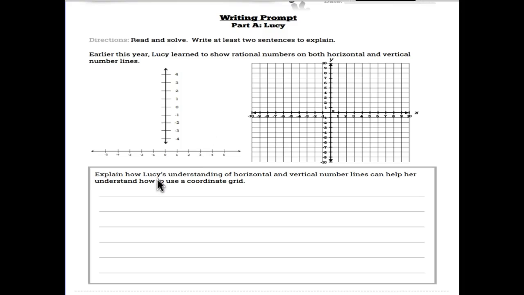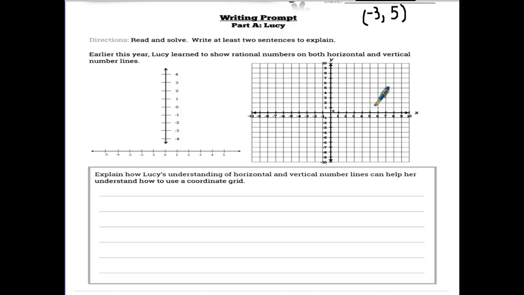And what you're going to do is explain how Lucy's understanding of a horizontal number line and a vertical number line can help her understand how to use a coordinate grid. Some of what I should see in your explanation is if you're using a coordinate grid, you have coordinate points. You have an x coordinate and you have a y coordinate.